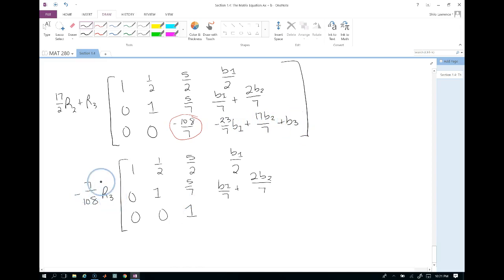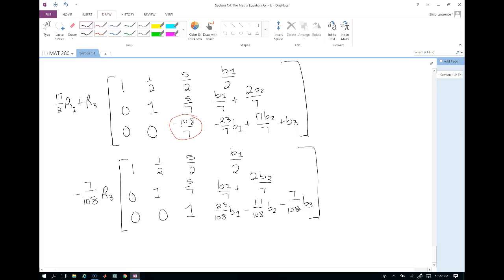Luckily it's not going to be too terrible, because the place where I have those two crazy fractions have denominators of 7, and I'm multiplying by something with a numerator of 7, so the 7's are just going to cancel out. So what I get is 23 over 108 B1 minus 17 over 108 B2 minus 7 over 108 B3.